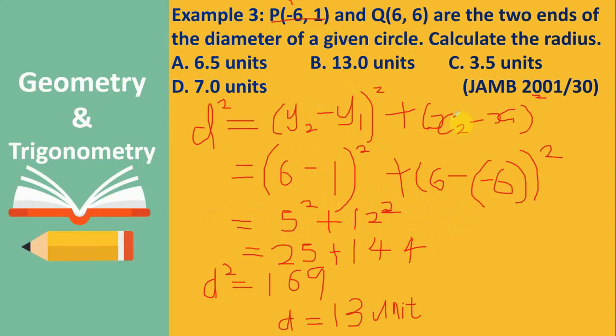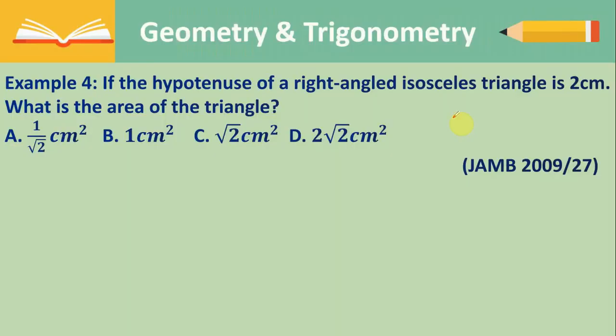Now, moving on to the last question we are going to be solving today, and the question is also from JAMB. JAMB 2009, question 27. This is actually a straightforward question, but you must be very careful when you are solving. The question says, if the hypotenuse of a right-angled isosceles triangle, and I want you to take note, that is a right angle and it is also an isosceles triangle, is 2 centimeters.